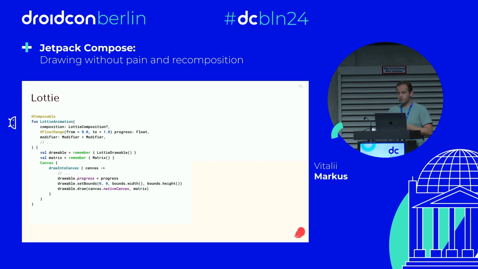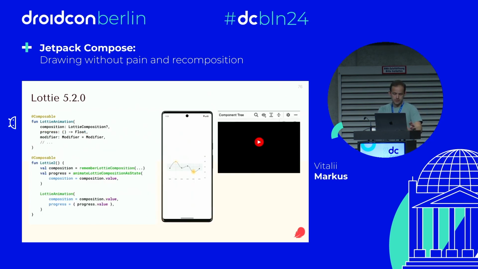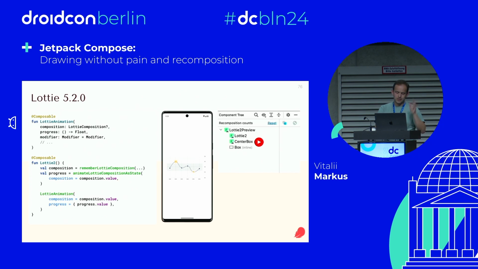And the implementation side is also very simple. The library creates a drawable, updates the progress, and draws everything on the native canvas. So everything is happening in the drawing phase, in the draw into canvas function. In version 5.0, the developers decided to optimize the library a bit, and they released a new version of the API. Now the progress is passed as a lambda argument. What does it give us? Let's run the video.